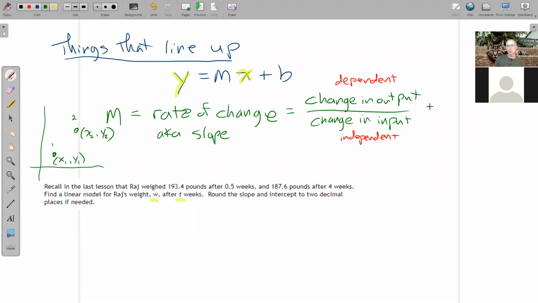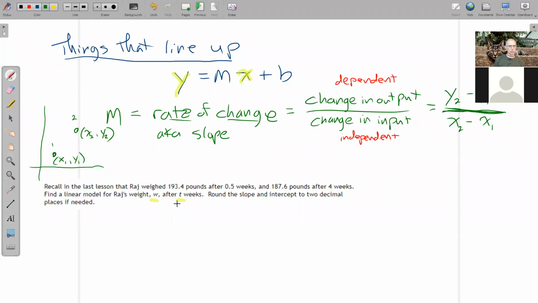And the change in the output is always subtract your y values. So we usually write the second y value minus the first one, and then the second x value minus the first one. So this is change, subtract, change, subtract. That's the change. The rate means to divide. So I find those changes and then I divide them. So that's the idea of slope.